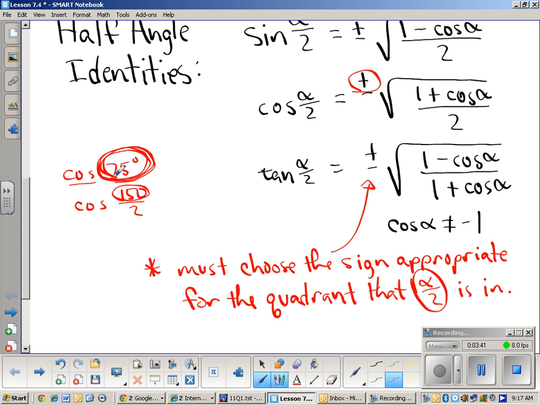What's 210? Half of 210 is 105. Okay. So if we wanted to look at cosine of 105, then we could call that 210 over 2.